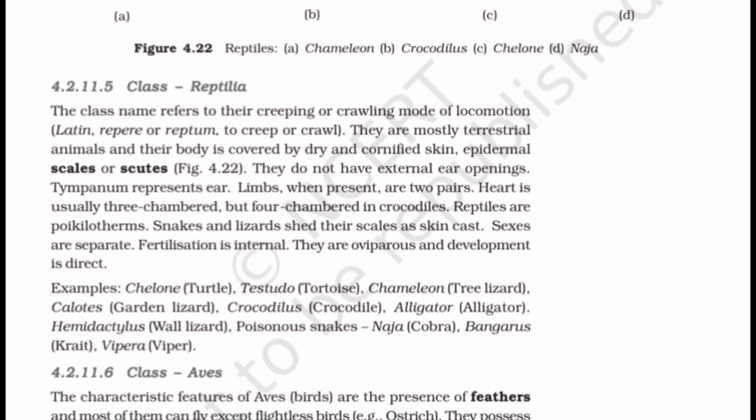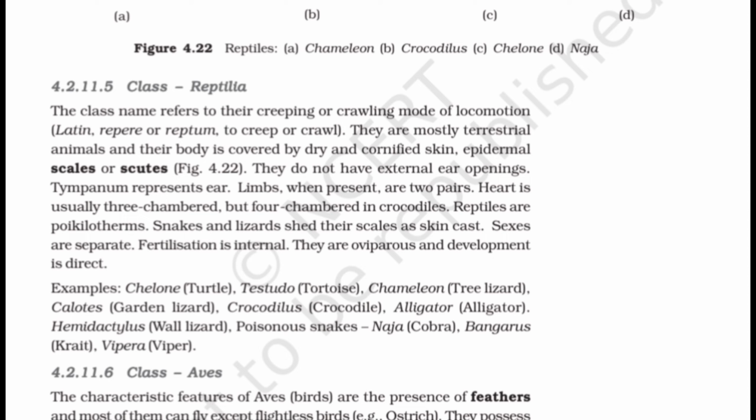The next one is class Reptilia. The class name refers to their creeping or crawling mode of locomotion; in Latin, repere or reptum means to crawl or creep. They are mostly terrestrial animals and their body is covered by dry and cornified skin, epidermal scales or scutes. They do not have external ear openings. Tympanum represents ear. Limbs, when present, are two pairs.